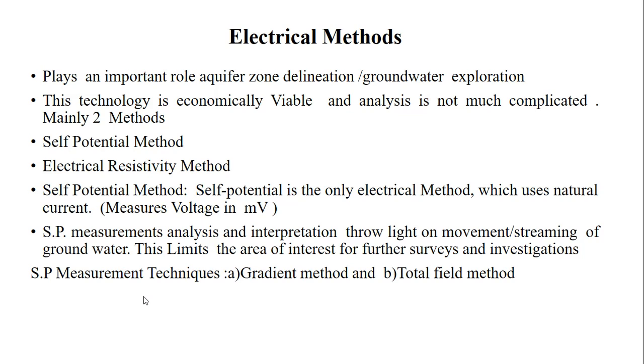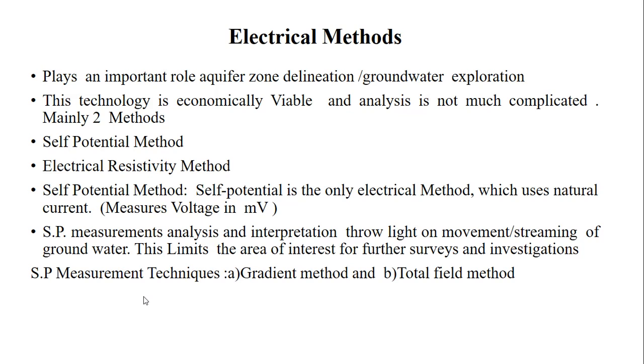These methods play an important role in aquifer zone delineation and groundwater exploration. This technology is economically viable, and the analysis is not as complicated as in aerial techniques like remote sensing and GIS. Mainly two electrical methods are there: the self-potential method and the electrical resistivity method. These are the two methods we are most interested in.